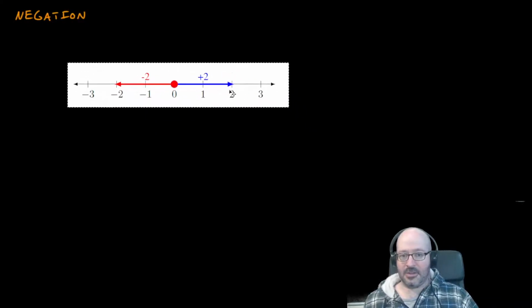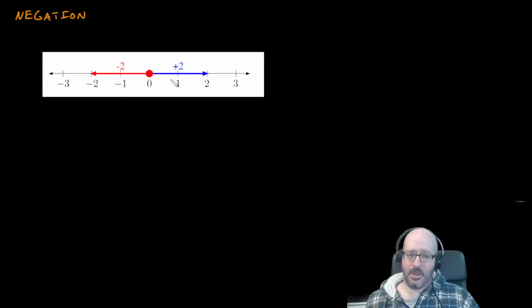So negation. If we have a positive 2, and we want to get a negative 2, all we do is go in the opposite direction, right? So in one dimension, here we are. We have positive 2 off to the right, and negative 2 is just off to the left, the same distance. So that's kind of at the heart of the matter for negation.